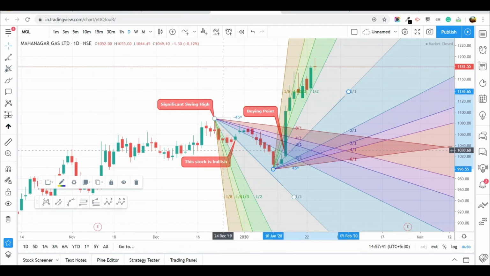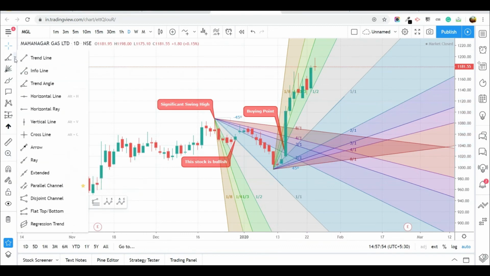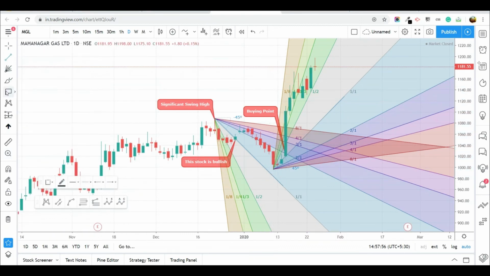Now after entering the trade, we have two more things: what is the target, and when is the stop loss if we are exiting. After entry, the only thing that matters is exit. The stop loss is very easy. That is the low of the swing low, which is this one, from where you have drawn this. This is the stop loss.